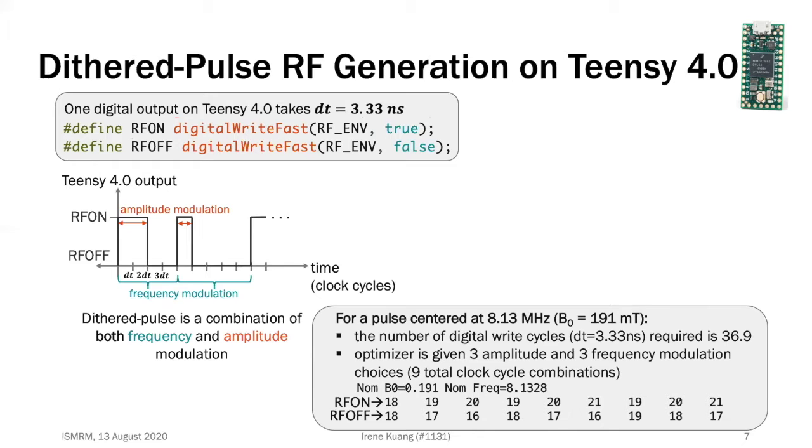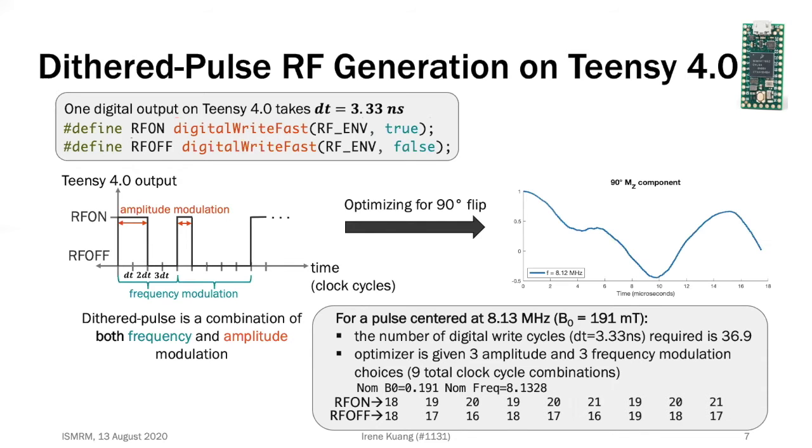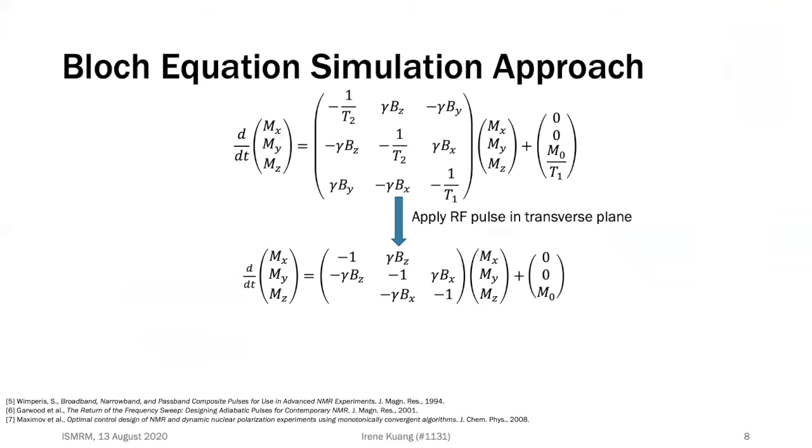Since the microcontroller can only make precise updates every 3.3 nanoseconds, it is not possible to generate exact square wave pulses for all frequencies. Instead, we set up an optimization where 3 amplitude and 3 frequency modulation choices are given for a total of 9 dithered pulse options. And from that, we optimize for proper excitation of the Z-directed magnetization within the bandwidth of our permanent magnets.